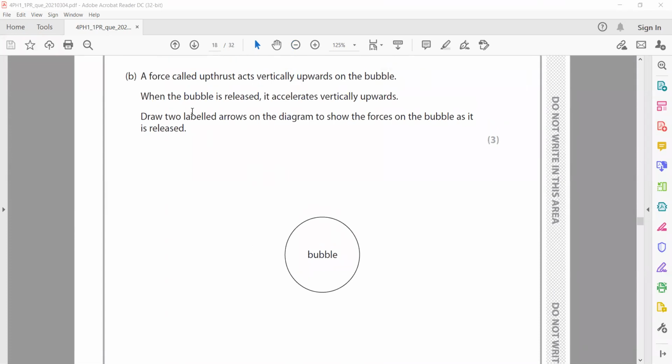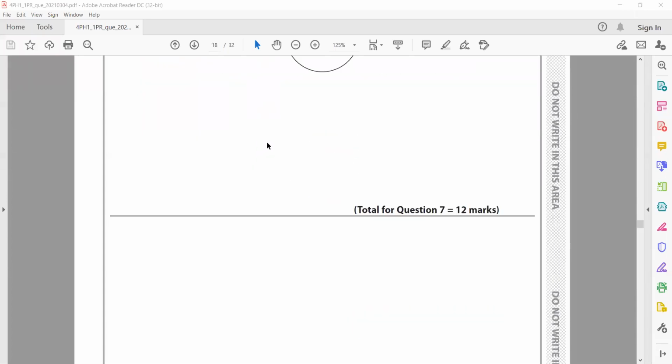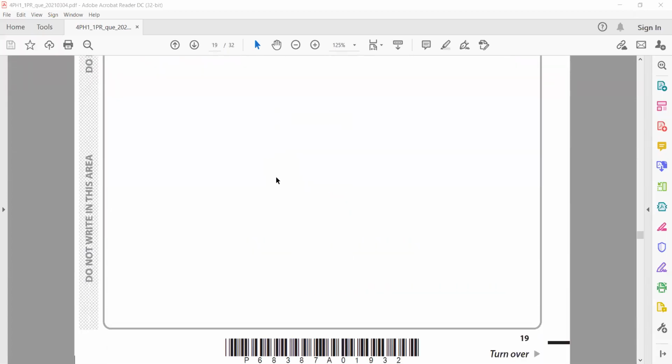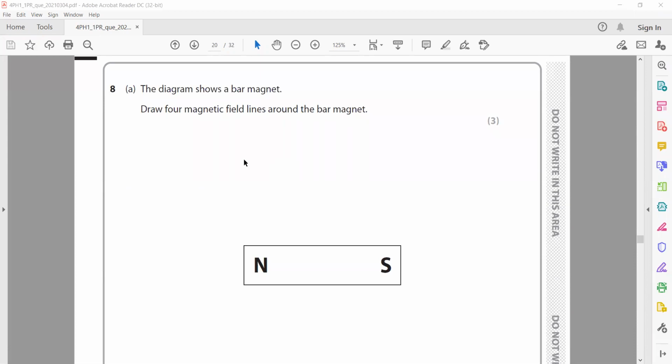The force called upthrust acts vertically upward when a bubble is released, and it accelerates vertically upward. Draw two labeled arrows. Because it is accelerating upward, it means the upward force should be more than the downward force. So the vertical arrow pointing up is the upthrust, and the downward arrow is the weight. The reason why I did not draw both arrows of the same length is that it is accelerating upward, so there should be a resultant force upward.